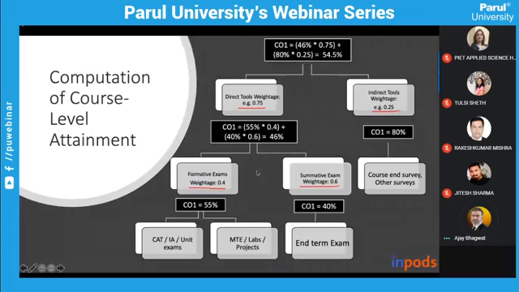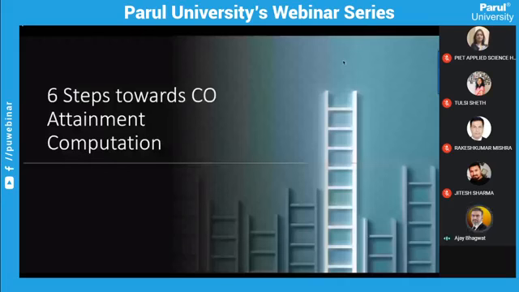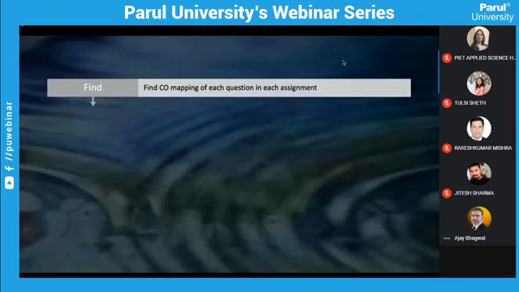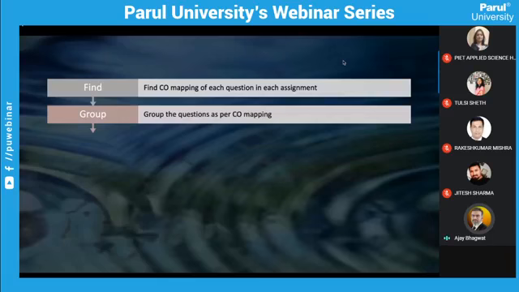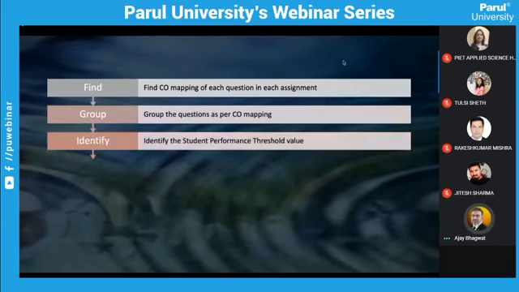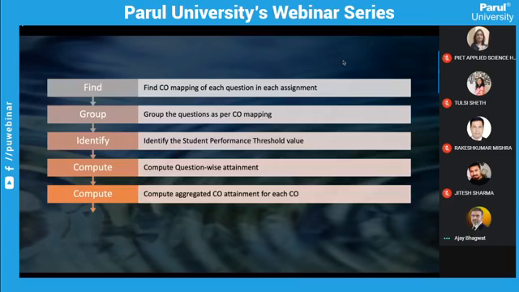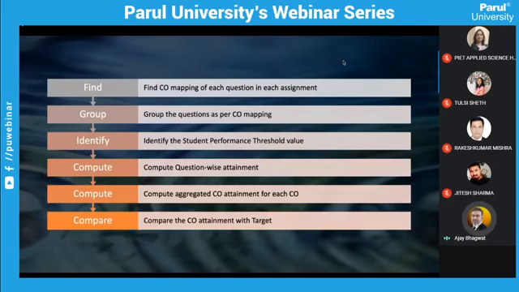Now, we have to start understanding the computation process of outcomes. So there are 6 steps involved here, and first is finding, let me go back. First is finding the CO mapping of every question in each assignment, then grouping them as per the questions and the mapping of the COs. Then identify the student performance threshold value, compute the question-wise attainment, then compute aggregated CO attainment for each CO, and then finally compare it with the target, if any.